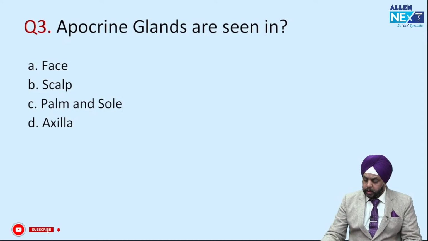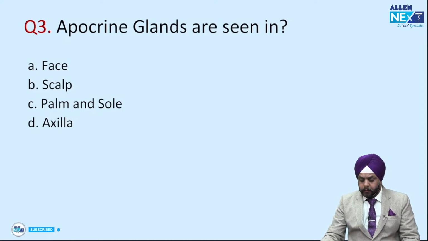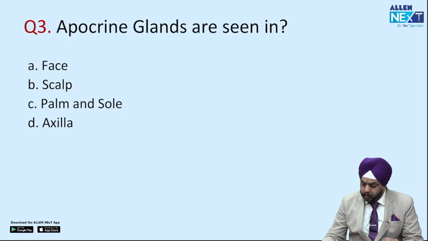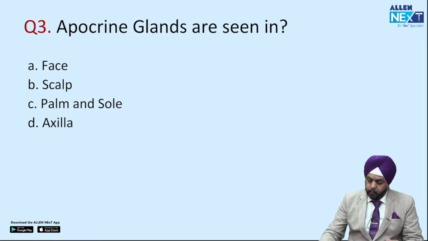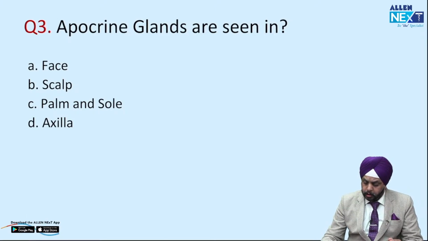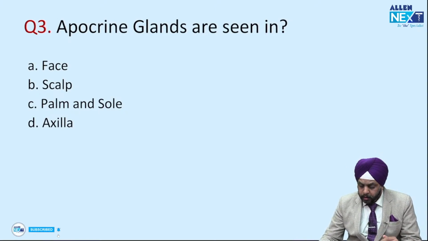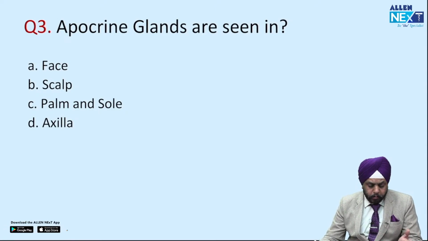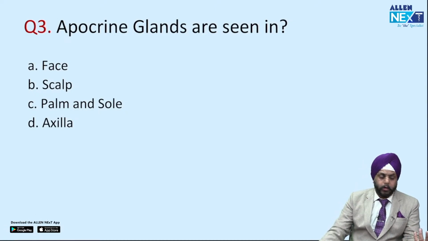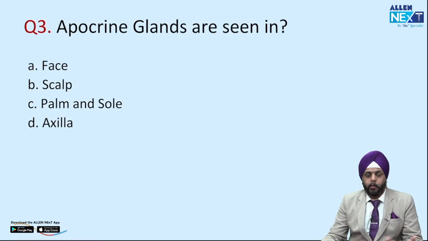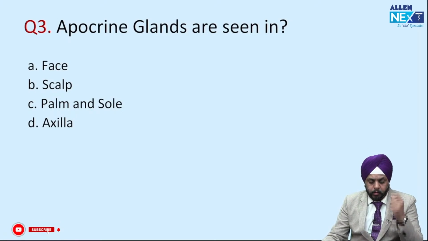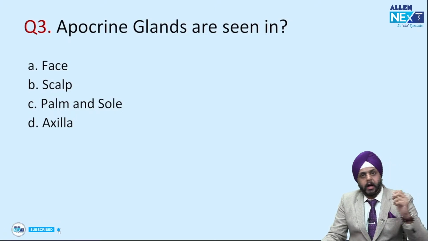Okay, next question. Now I am sure even the dermatology faculty must have discussed this question with you, right? Because this question came in dermatology, it is an overlapping question. So whenever we have these kinds of overlapping questions, I teach dermatology, sir, Dr. Manish also teaches it. Apocrine glands are seen, in a straightforward one-liner question, in face, scalp, palm and sole, or axilla.